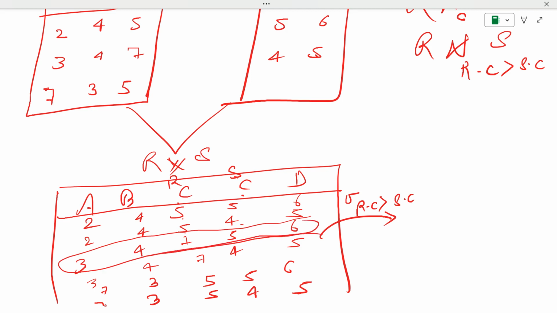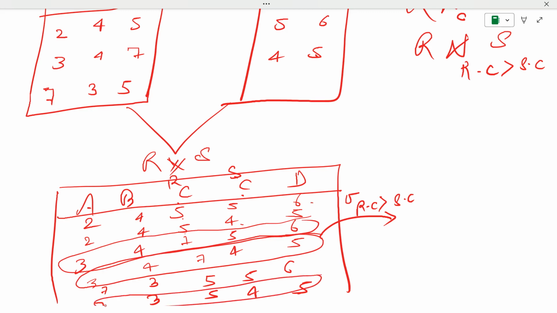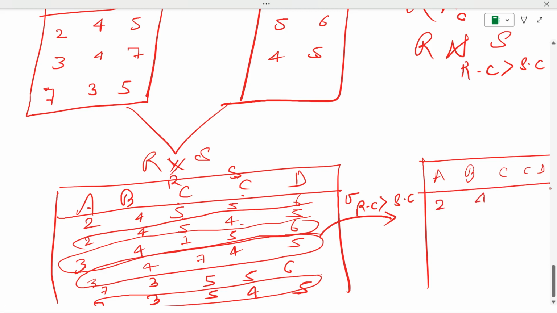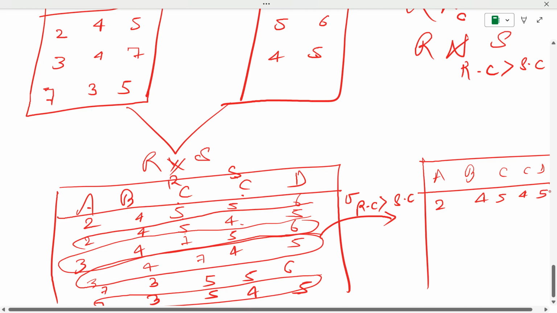Okay, this got trapped here, right? And this got trapped here. So altogether, this one also. So altogether we have four attributes here. So we will be having A, B, C, D, and here we will be having 2, 4, 5, 4, 5. Then 3, 4, 7, 5, 6, and 3, 4, 7, 4, 5, and then lastly we have 7, 3, 5, 4, 5.